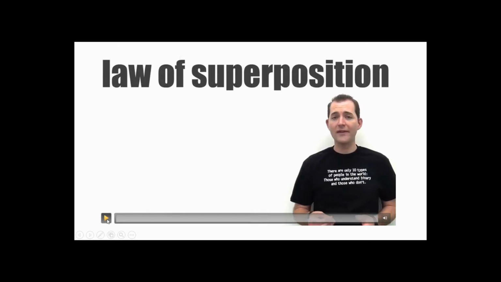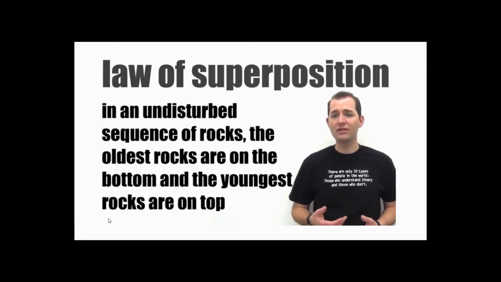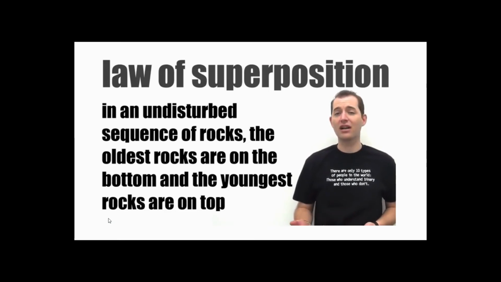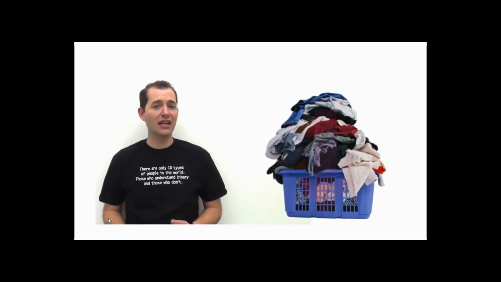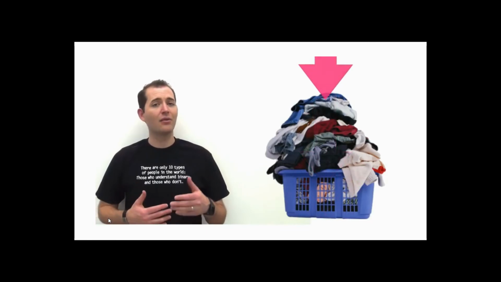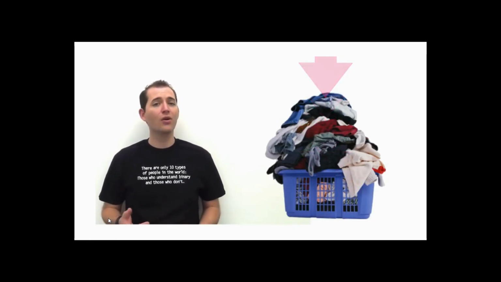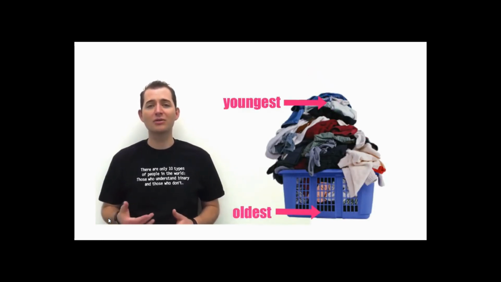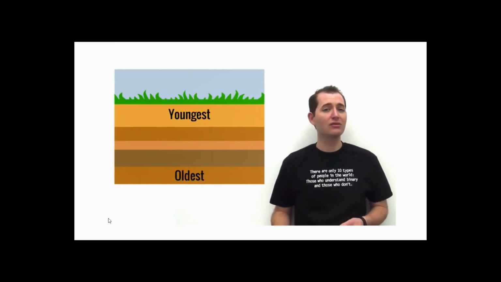The law of superposition. Let me play this for you. The law of superposition states that in an undisturbed sequence of rocks, the oldest rocks are on the bottom and the youngest rocks are on top. We can compare this to an analogy of a laundry basket. Each day as you add dirty clothes to that laundry hamper, the layers stack one on top of the other. And as long as this stack is not disturbed, the oldest clothes will be on the bottom and the youngest will be on the top. The same is true with any undisturbed rock sequence. The oldest rocks are on the bottom and the youngest are on top.